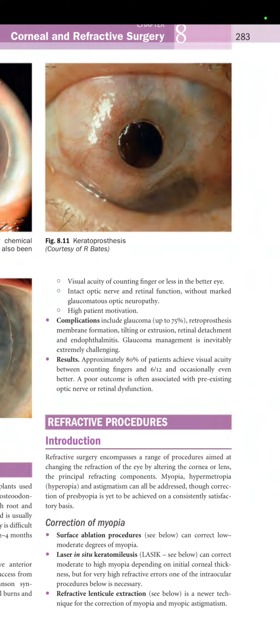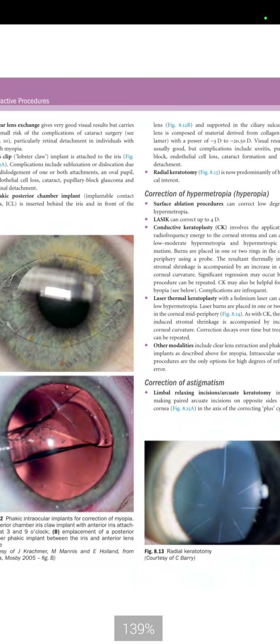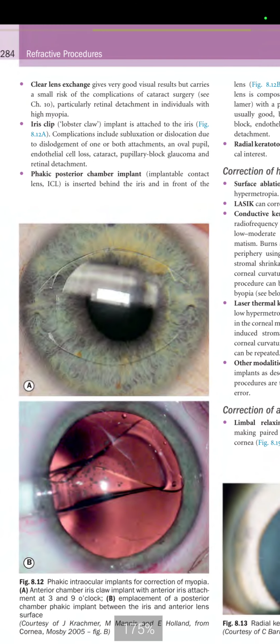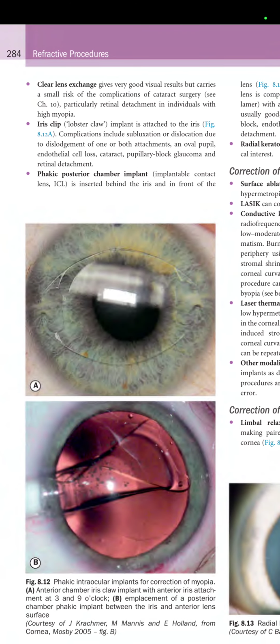Refractive lenticule extraction is a newer technique for the correction of myopia and myopic astigmatism. Clear lens exchange gives a very good result, but carries a small risk of complications of cataract surgery, particularly retinal detachment in individuals with high myopia. So when a patient has a very high myopia, like a negative lens, then you can do clear lens exchange in those cases.